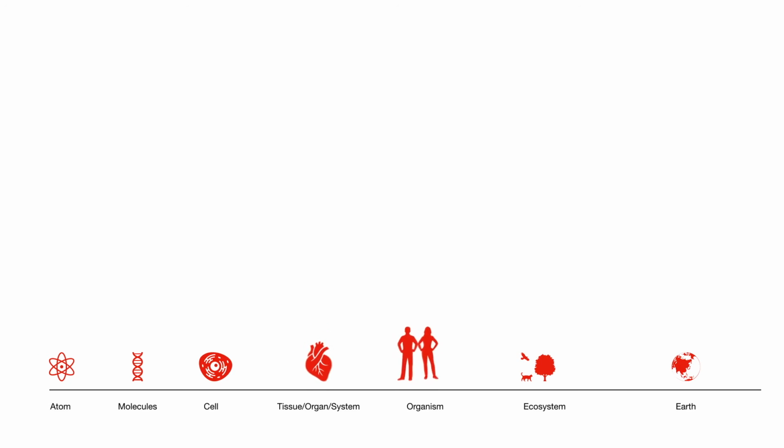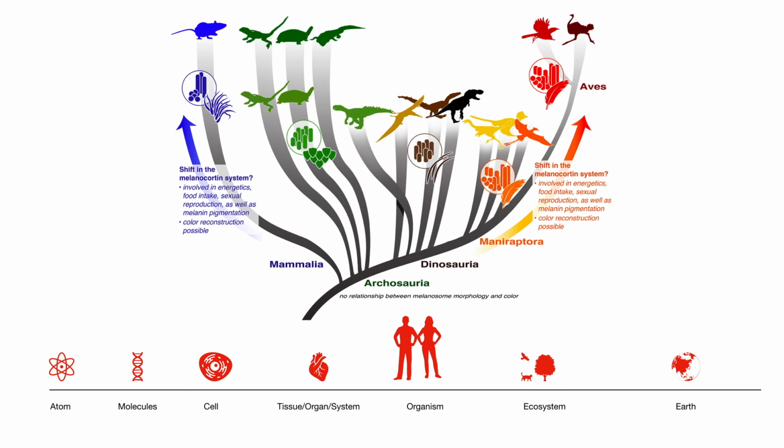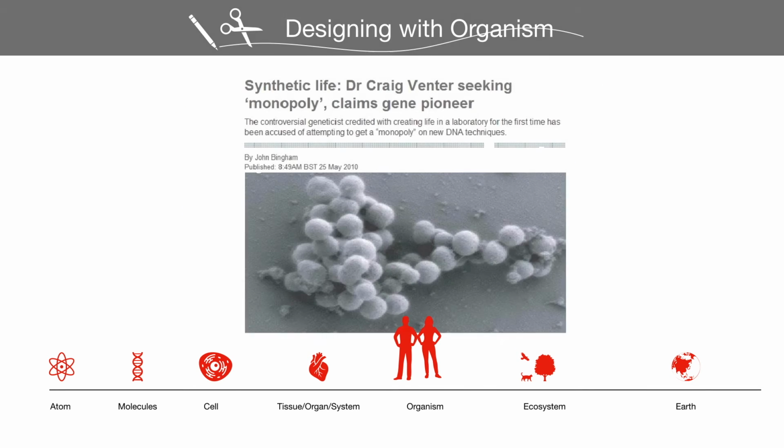Tissues and organs are definitely the fundamental building blocks of the whole organism. There are different types of organisms out there in the world, and they are all connected in this tree of life. There's a long history of humans trying to think about ways to design a new type of organism, from the science fiction of Frankenstein by Mary Shelley to this recent project by the Craig Venter Institute, where they're trying to rebuild a synthetic cell from scratch.